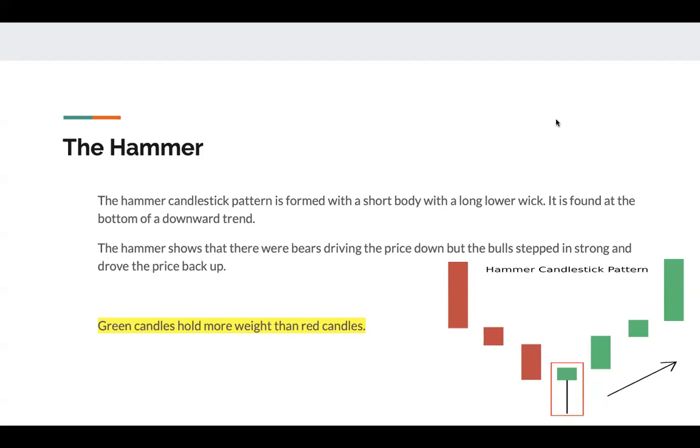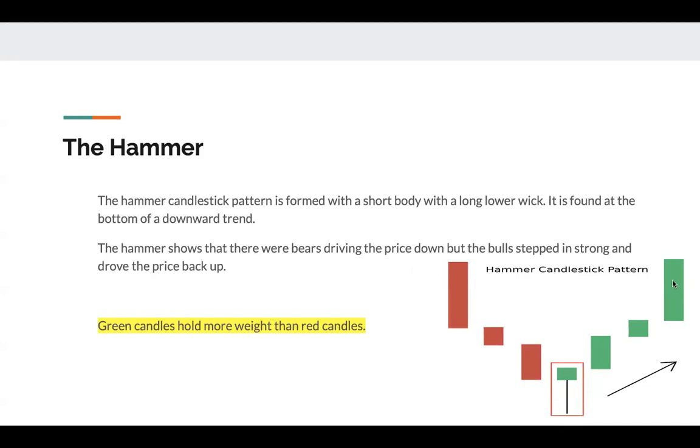When we're going over this candlestick pattern, the hammer candlestick is formed with a short body and a long lower wick, and it is found at the bottom of a downtrend. Make sure you're writing this down, taking notes. The hammer candlestick is found at the bottom of a downtrend. If you look at this picture, we had a downtrend, and then we have the hammer candle. This is what it looks like. It looks like a hammer, right? And then there you go, price reversed.